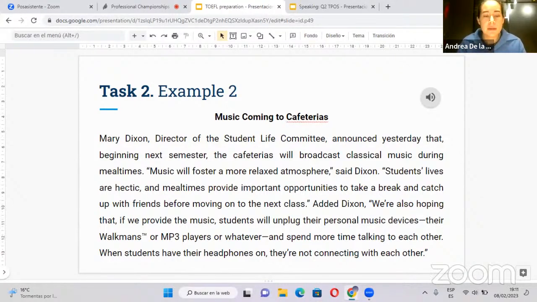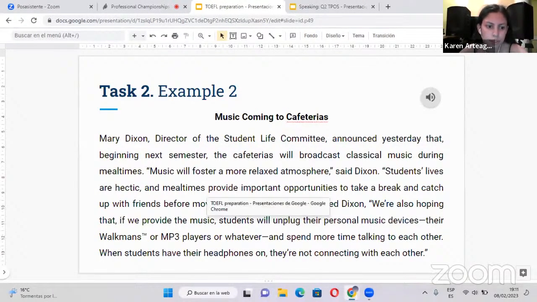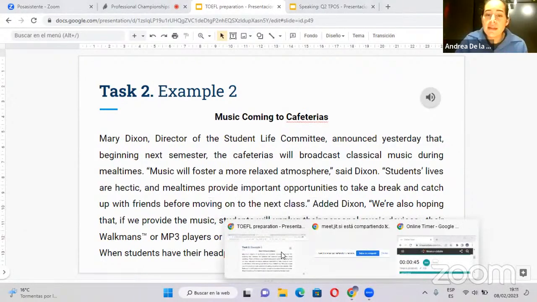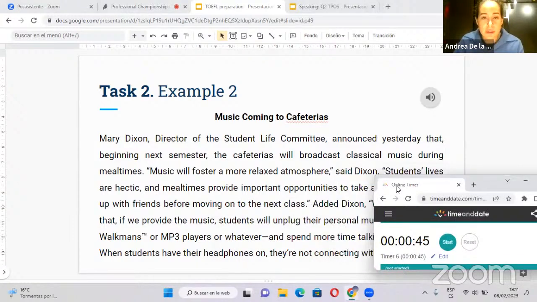First thing was, what was the first thing you guys were doing? Read the lecture or the paragraph. Exactly. You're gonna read the text or the paragraph, the announcement, right? A lecture is a different thing. You're gonna have 45 seconds to read this.